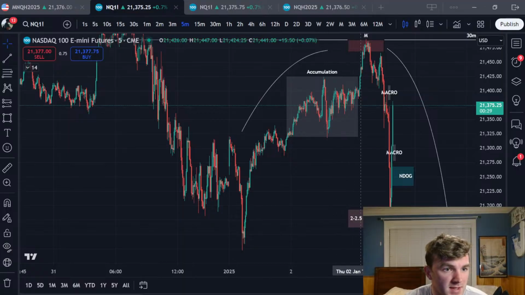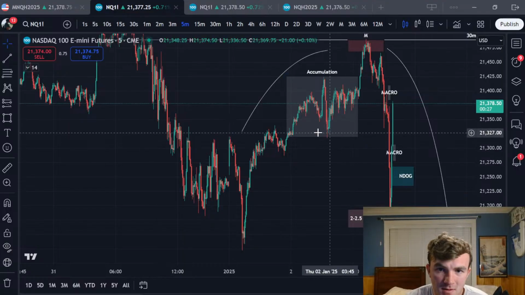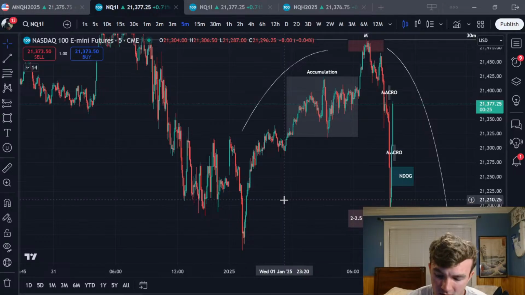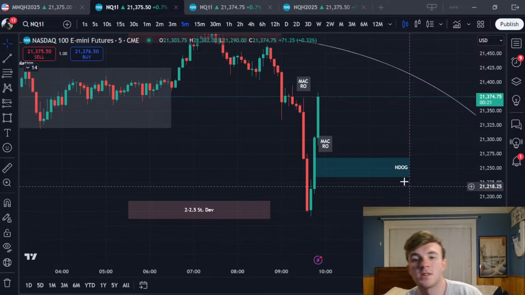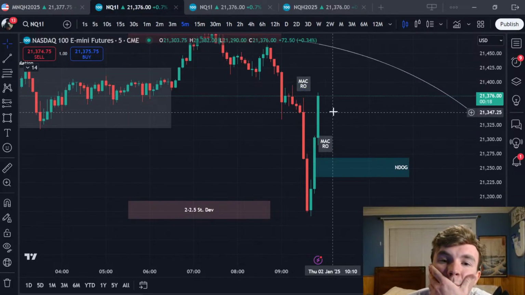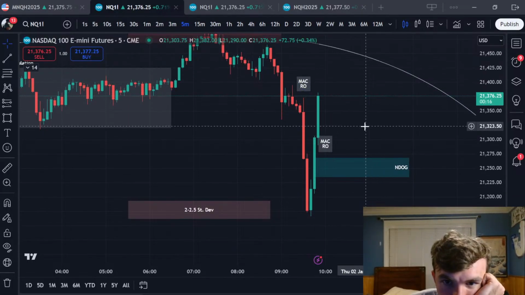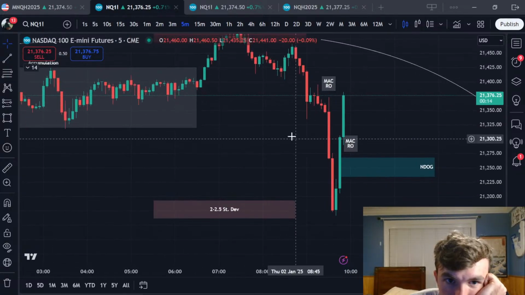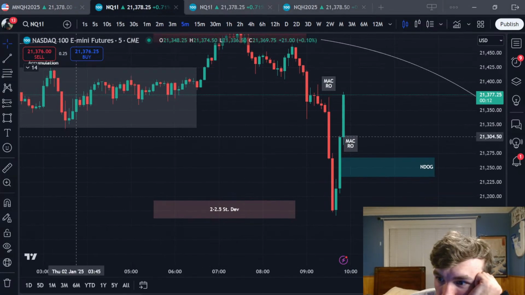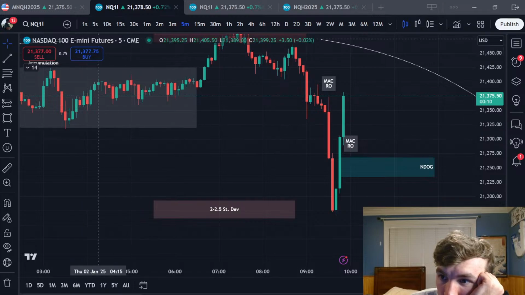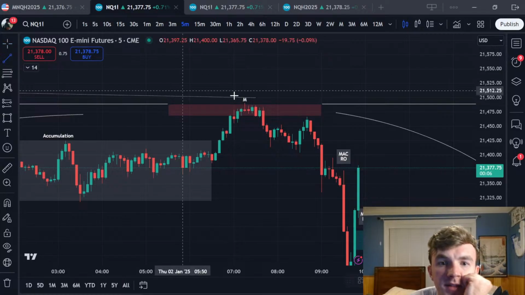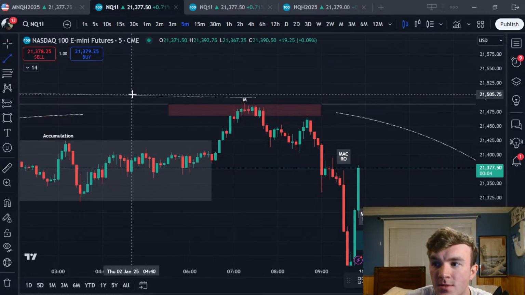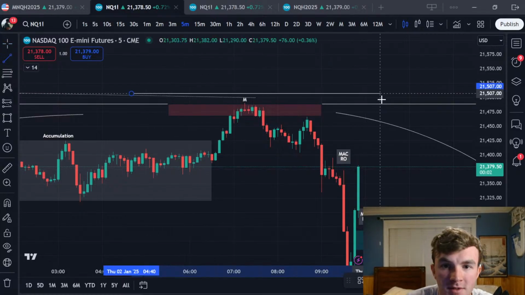I guess we got SMT with YM with this low. It's one possible reason for the pump. Let's see. Oh, you know what's interesting? We left the daily distribution level up here. We left it above this high.